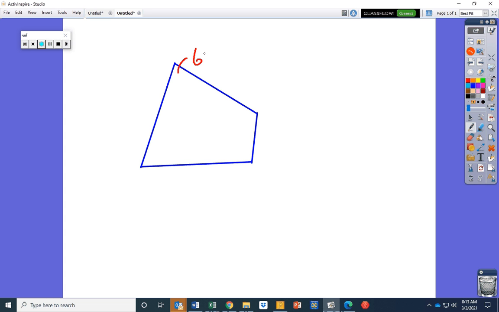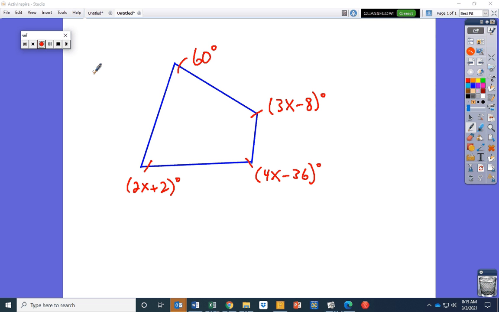Okay, this is 60 degrees. This is 2x plus 2 degrees. This is 4x minus 35 degrees. Sorry, 36. And this is 3x minus 8 degrees. Okay, let's give this one a shot and see. Raise your hand when you get an answer for this. If you're still working, keep working.